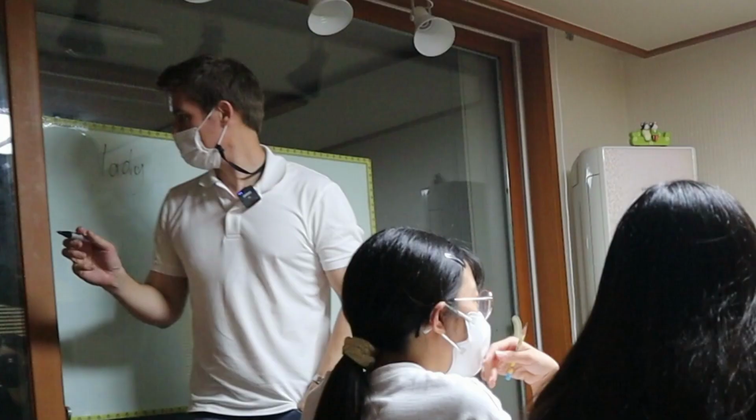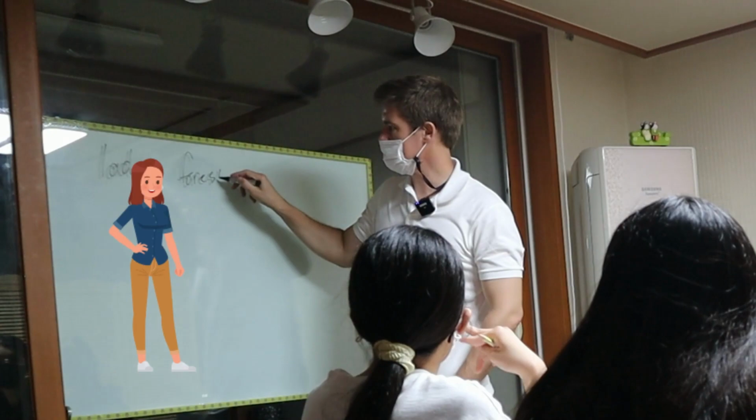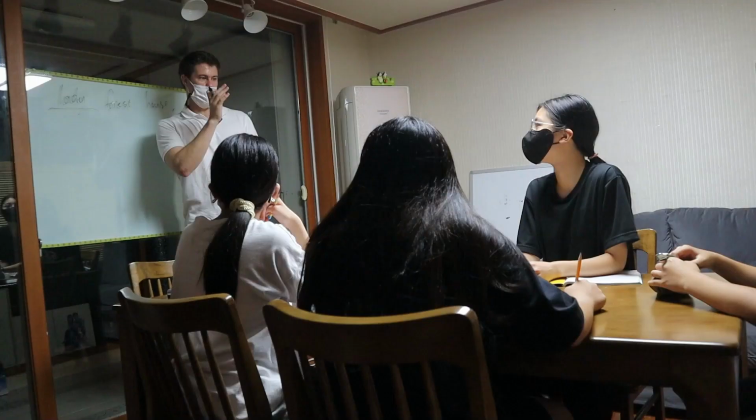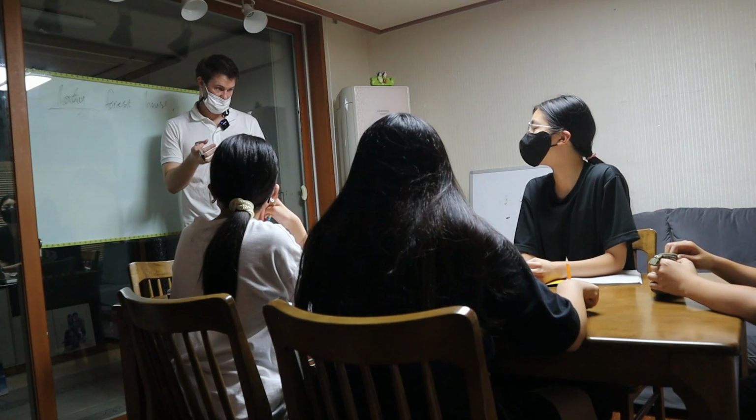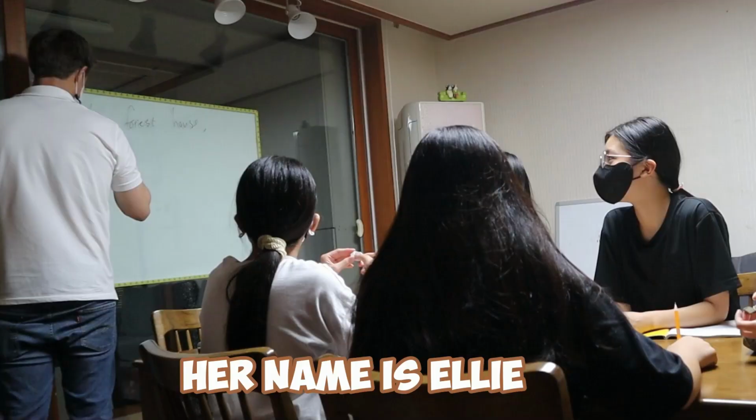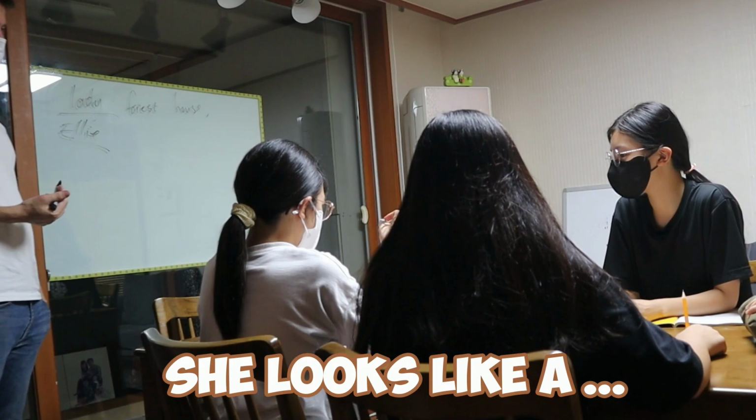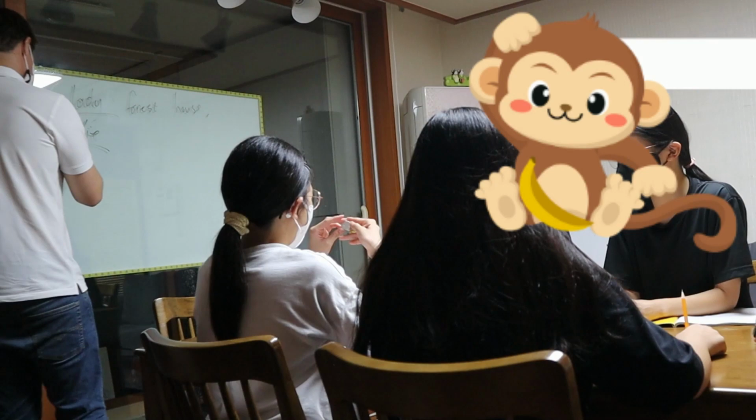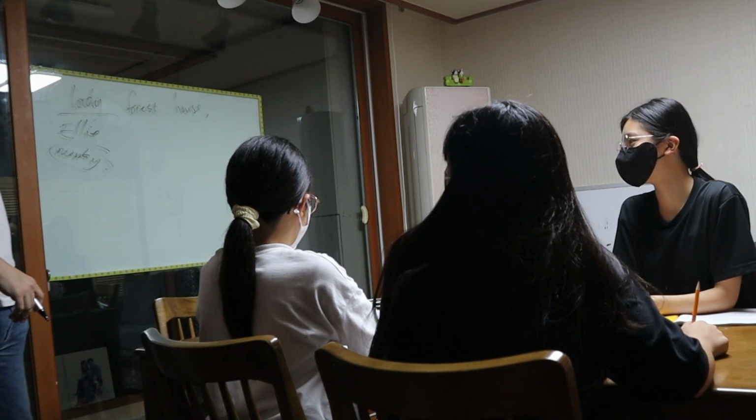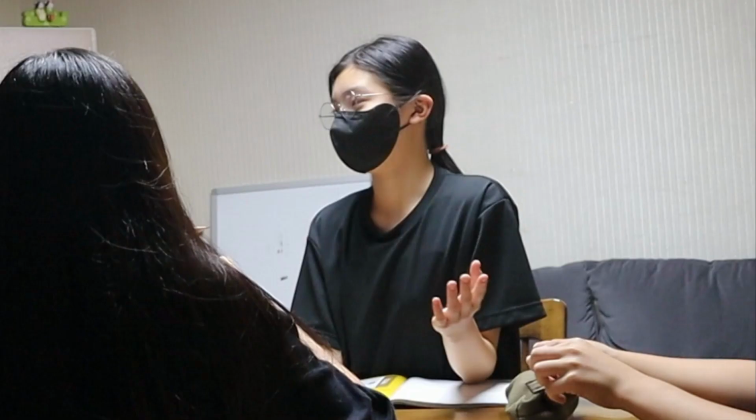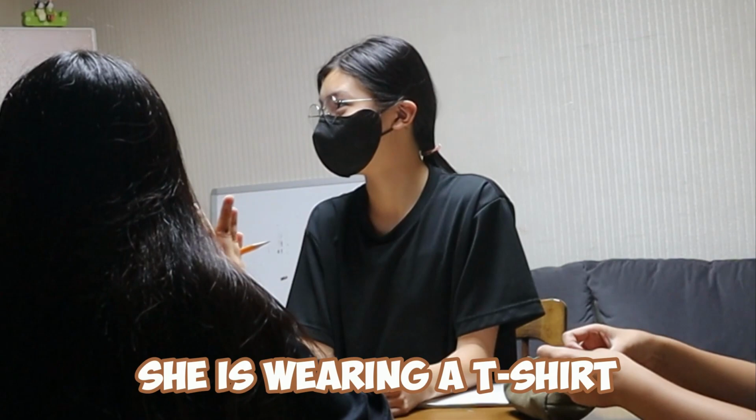A long, long time ago, there was a lady living in a forest and she had a house. What is the lady's name and what does she look like? There was a lady in a forest and her name was Ellie. What does she look like? She looks like a monkey. That's not very nice. Okay. Ellie lives in the forest. She looks like a monkey. What is she wearing? A t-shirt. What color? A white t-shirt.